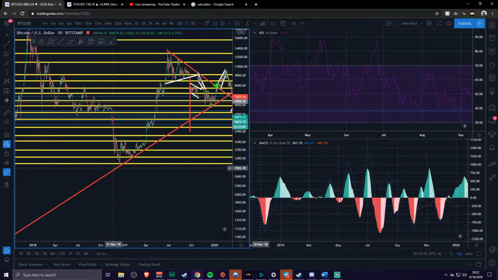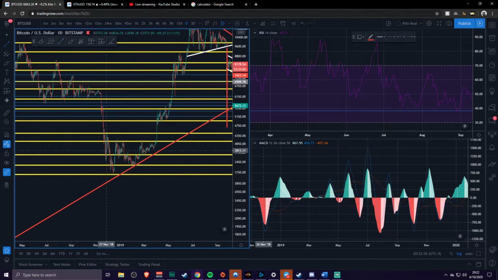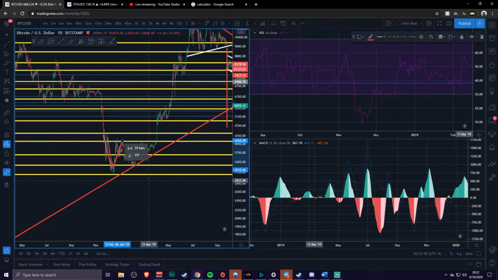Right here, this is called an Adam and Eve pattern. Adam and Eve patterns are defined by a sharp dip in the beginning and then a rounded bottom. And then obviously they have a horizontal resistance the entire time and then break out to the upside.